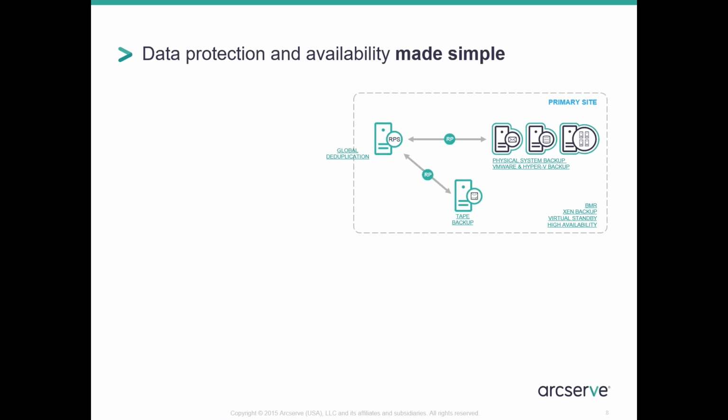Now, we deploy a server into that environment called an RPS, which stands for Recovery Point Server. The RPS server can be delivered in two ways. It can be deployed under a software license where you use your own Windows server and storage, and we install our software onto it and turn it into a global dedupe appliance.